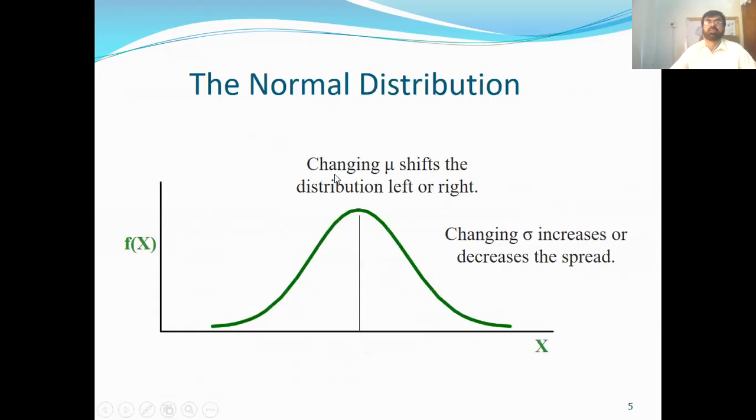In the normal distribution, changing mu shifts the distribution left or right, and sigma increases or decreases the spread.